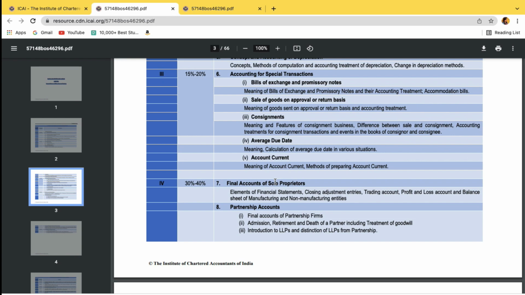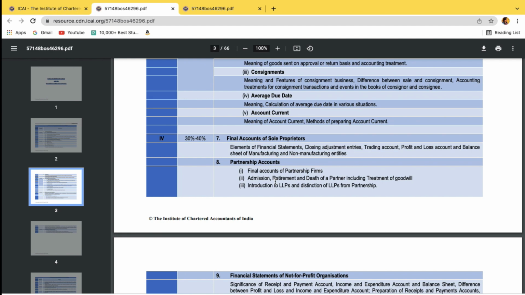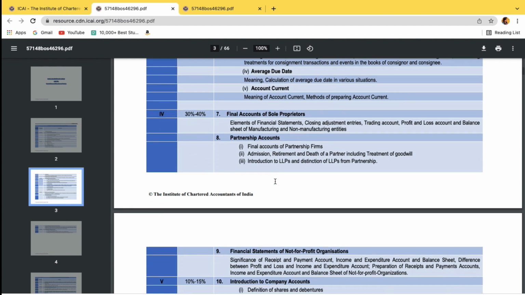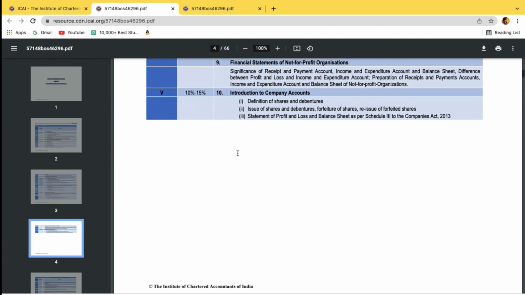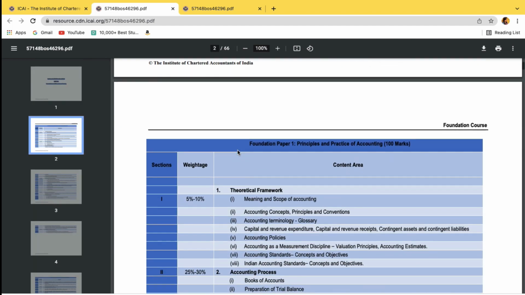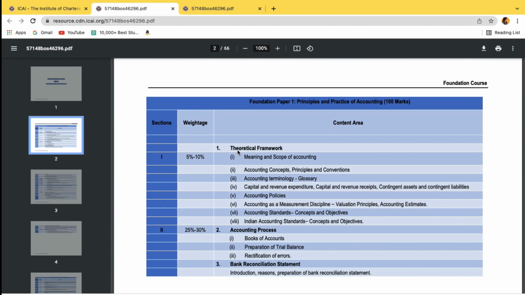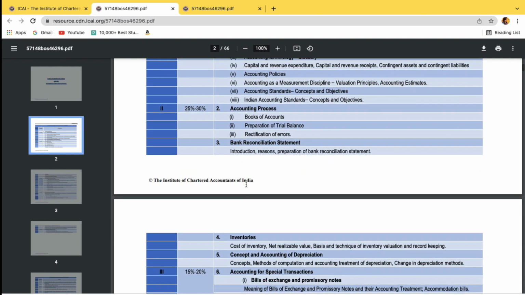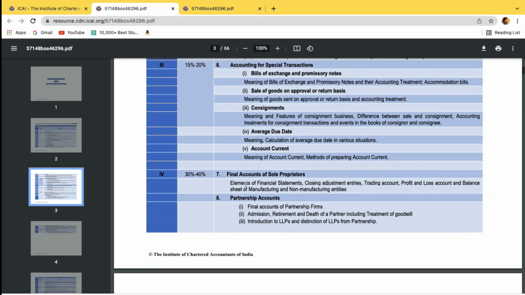Then you have final accounts of sole proprietor, which you have studied in your class 12. Partnership accounts also you have studied in your class 12, and NPO also. So you have a good concept idea from your class 12 itself. It fetches you around 30 to 40% of your marks. Then comes your company accounts, which is my personal favorite, and everyone can score very good marks in this topic. It fetches you around 10 to 15% of your marks. So this is all about Principles and Practice of Accounting. And as you can see, a lot of topics are common from your class 11 and 12, so you can study properly and score maximum marks.